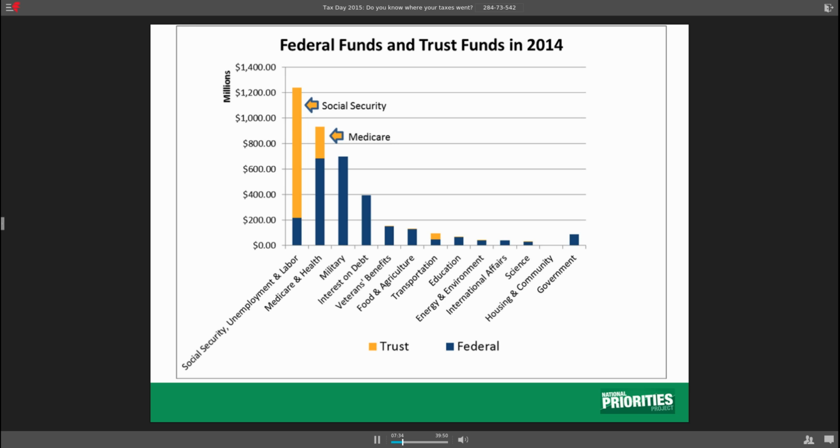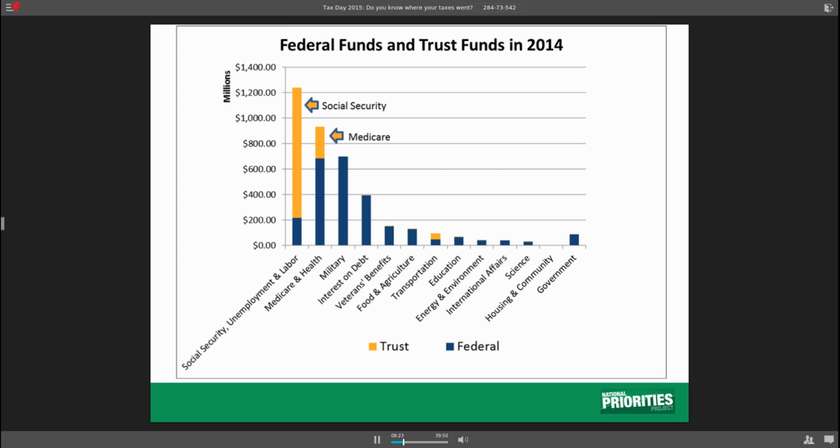So you can see here in yellow over on the left, the Social Security Trust Fund and the Medicare Trust Fund are huge pieces of what our government draws in to pay for Social Security, unemployment, labor, and Medicare and health, respectively. The other significant piece of yellow that you'll see is over in transportation. One example of that is the Highway Trust Fund, which is another dedicated source of funds that comes from gas taxes that the federal government uses to disperse to states and localities to pay for highway repair and bridge repair and similar things, which is also under threat, but given that it's so small compared to Social Security and Medicare, it's not one of the biggest trust funds that our government operates.